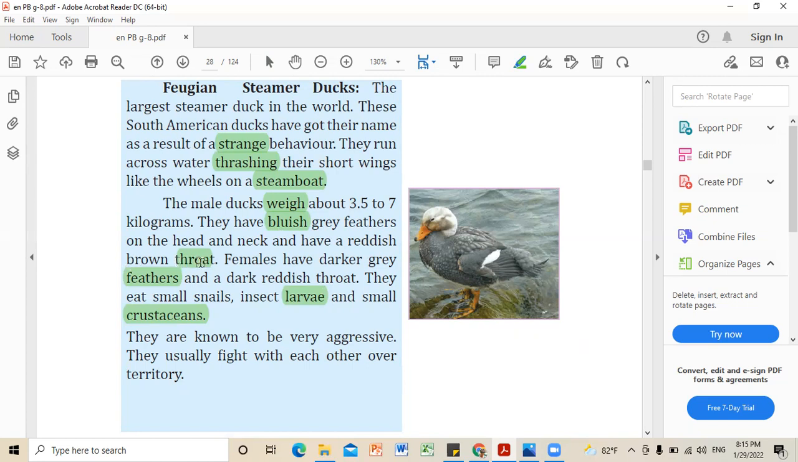Throat. Right? Next one. Females have darker gray feathers and a dark reddish throat.